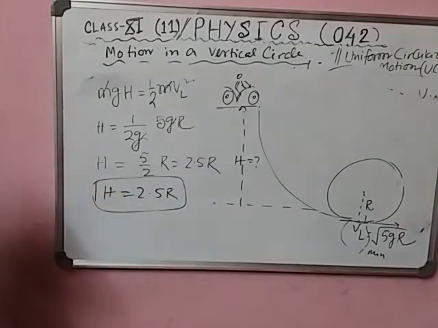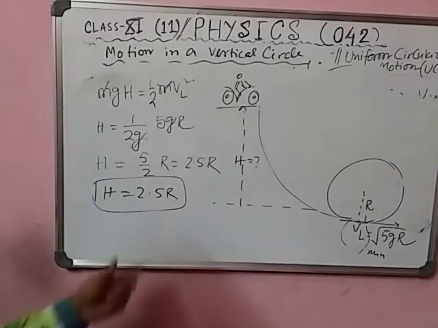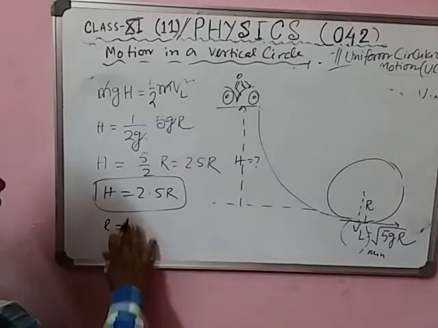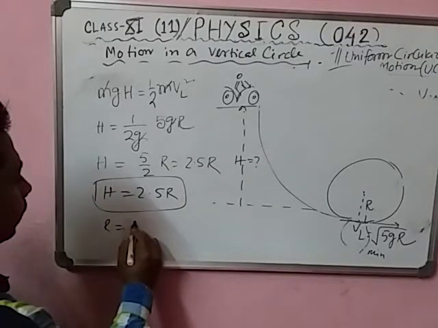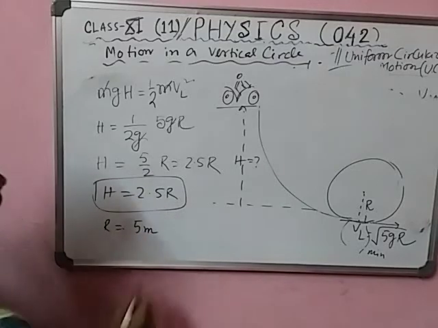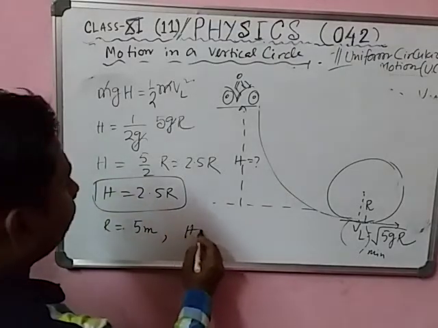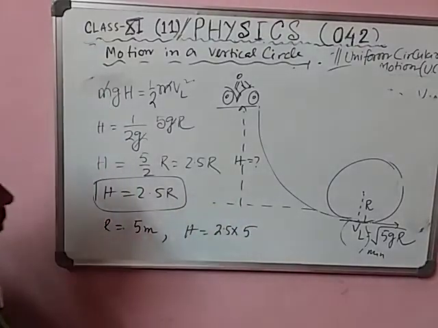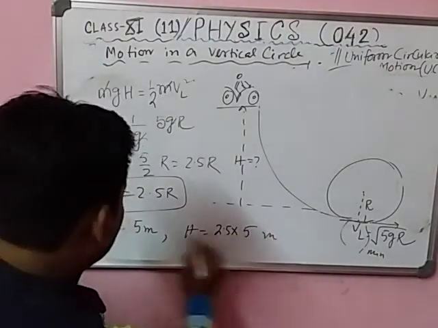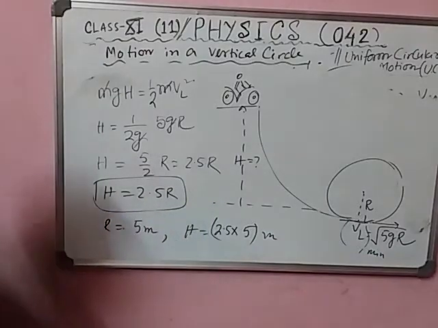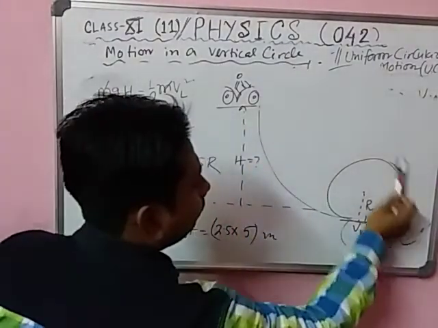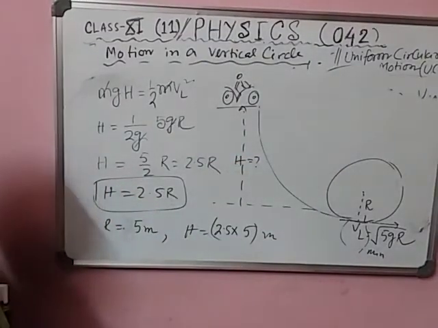Okay. If you know the radius, you can calculate the height. Suppose the given radius is 5 meter. Then the height will be 2.5 times 5. So the bike rider maintains this height so that he can make a circular path.